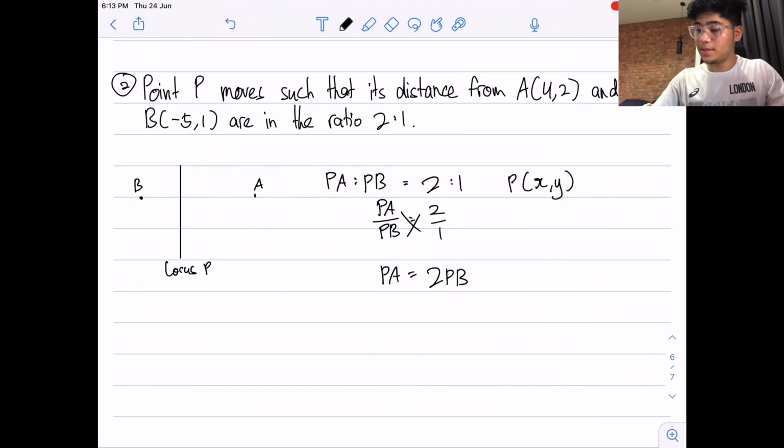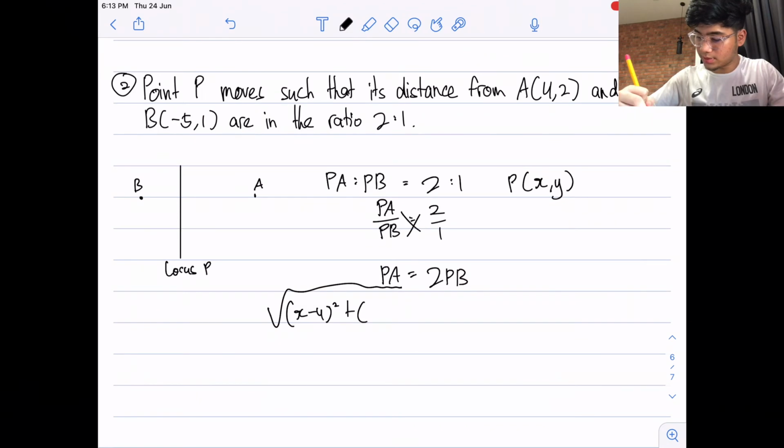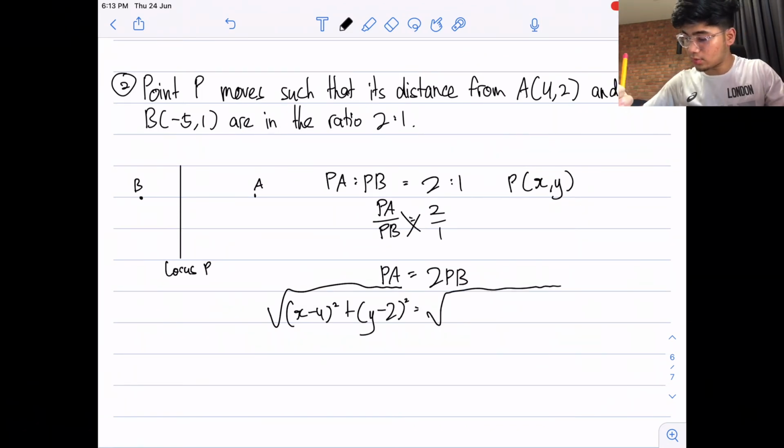So PA will become x minus 4 squared plus y minus 2 squared equal to another square root, which is... oh, don't forget about the 2, alright? We're going to be multiplying the 2 at the front there. But basically, it's going to be x plus 5 squared plus y minus 1 squared.